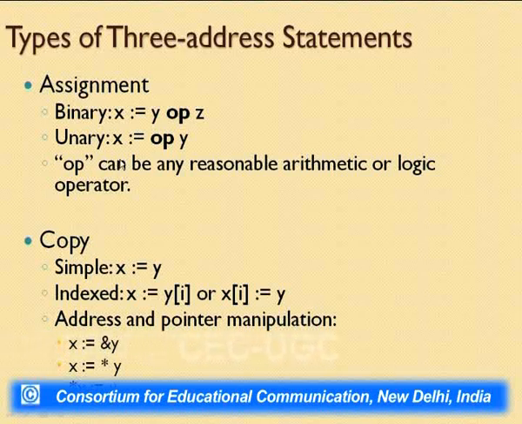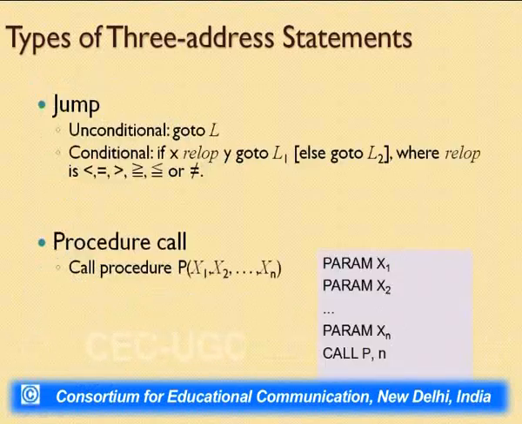So these are the valid three address code. These are various types of three address code statements we have: assignment, binary, unary, copy, simplex, indexed, address and pointer manipulation based. We can also have some jumps. Definitely it won't be complete without jumps. We do have a lot of jumps in our source code.